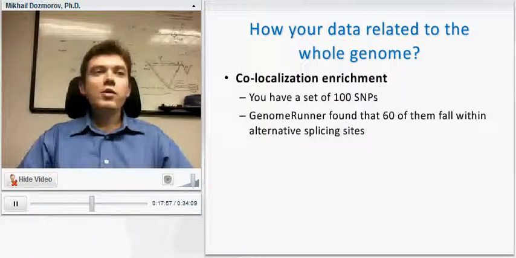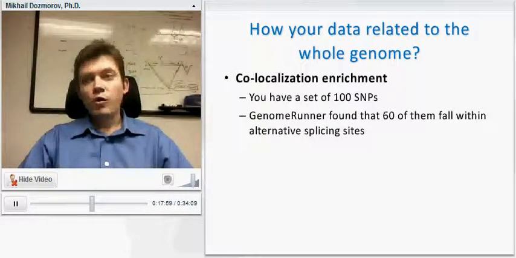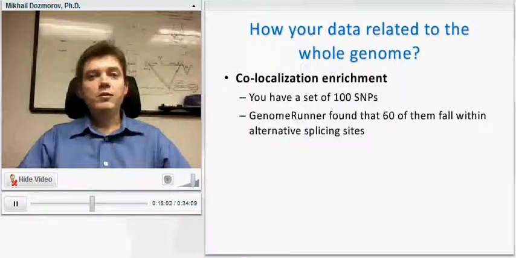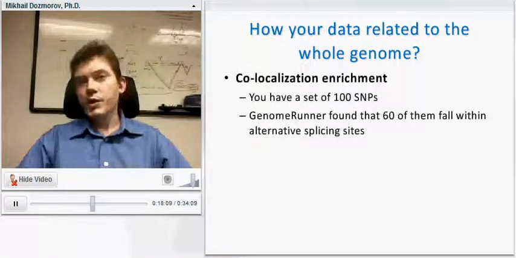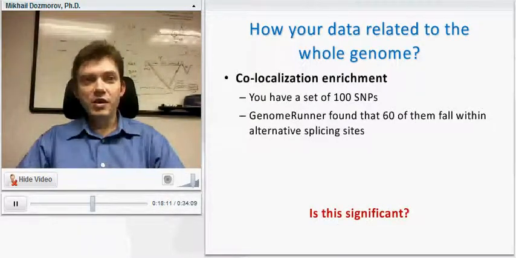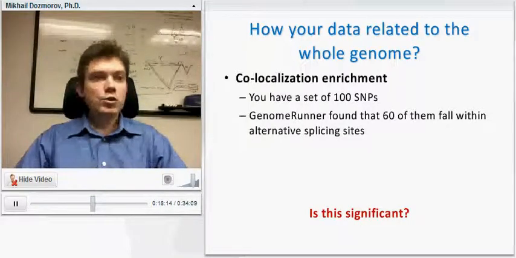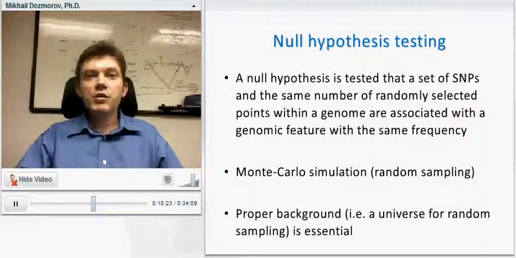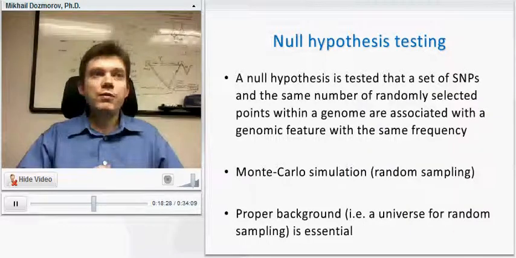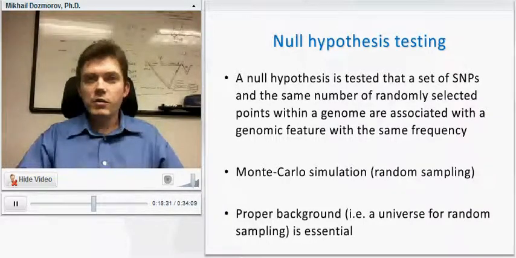For example, you have a set of 100 SNPs or 100 ChIP regions, and Genome Runner found that 60 of them fall within alternative splicing sites. The question: is it significant? To answer this question, we perform null hypothesis testing. The null hypothesis is that a set of SNPs and the same number of randomly selected points within a genome are associated with a genomic feature with the same frequency.